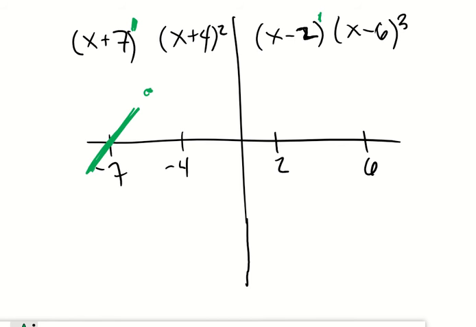But this is squared, so it's actually going to be a bounce back, right? Anything to an even power bounces back. And then this one is a first power, so that means it's a straight through. Again, we're already above the x-axis, so that means we're going to have to go back down through it to get to the 0.